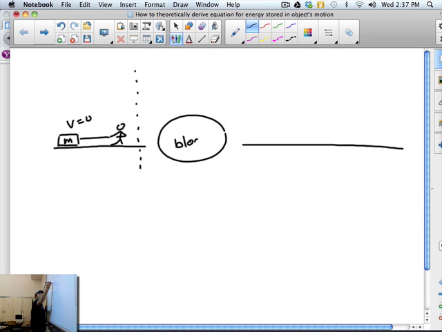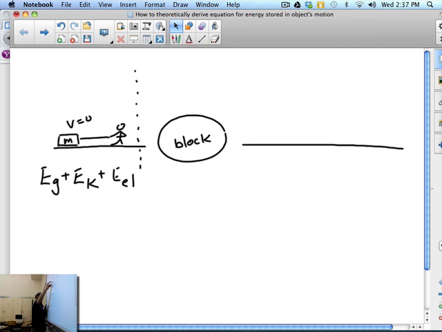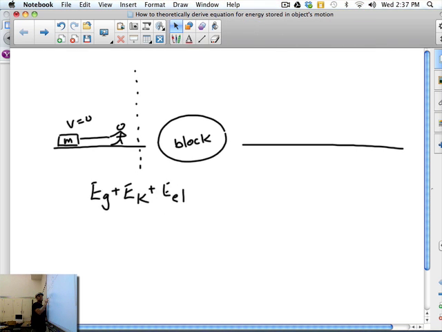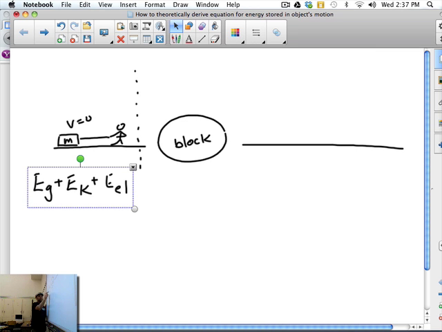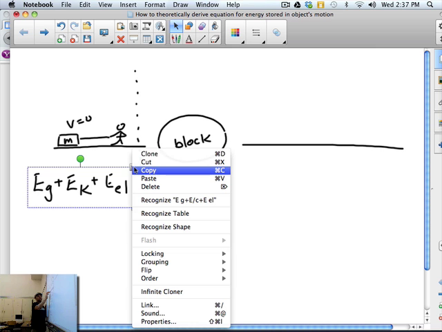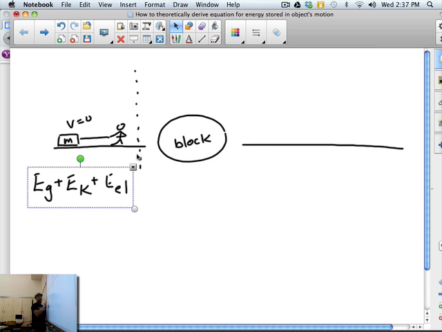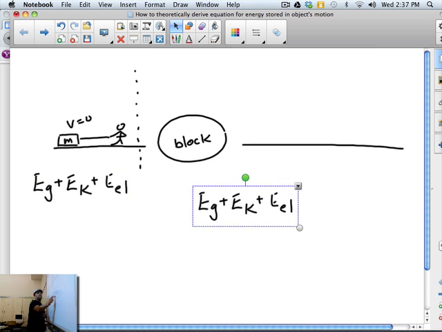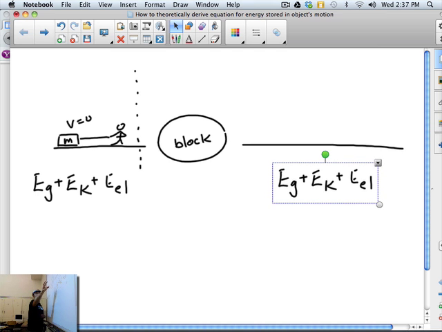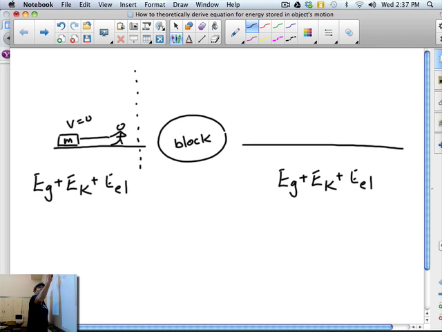I'll just call it a block. And EG, EK, E elastic, they're all 0. Everybody good? The energy stored in this system in the end, at moment in time 2, whenever that is, after some period of time has gone by, make sense? So the energy in the bank later, we're going to have the object moving. Are you guys with me?